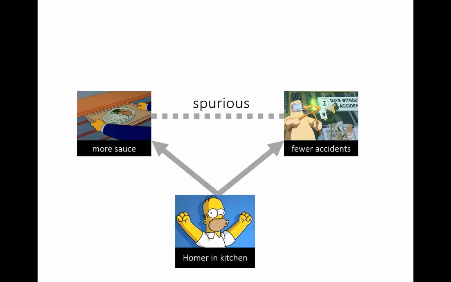What is the thing here? Well, we have a spurious relationship, caused by a third factor, by something else. Homer is in the kitchen, he's handing out the tartar sauce, so he's not responsible for the security anymore, which causes both people having more tartar sauce on their plate and having fewer accidents in the power plant. That's a spurious relationship.